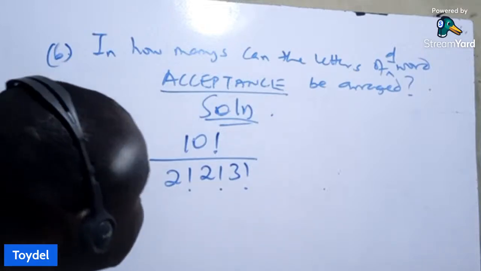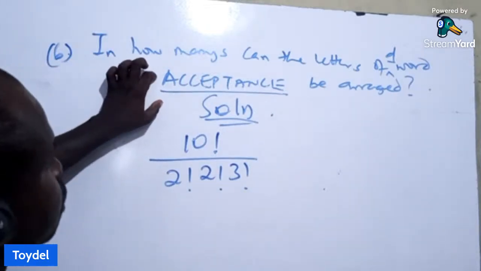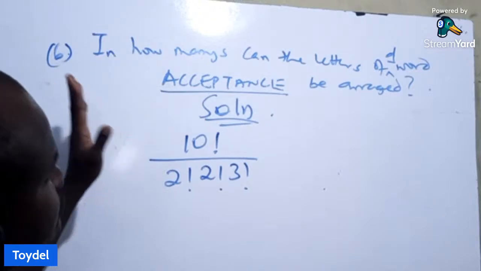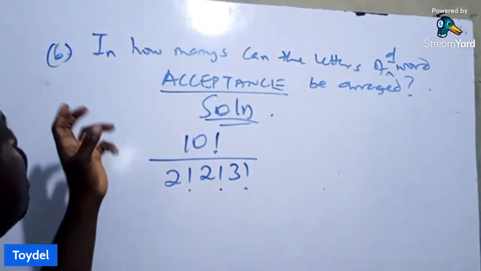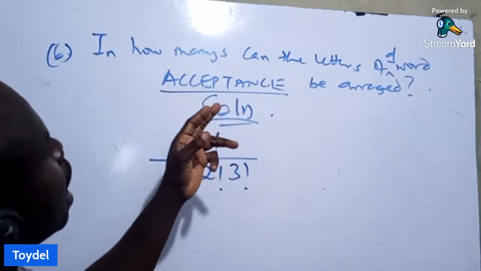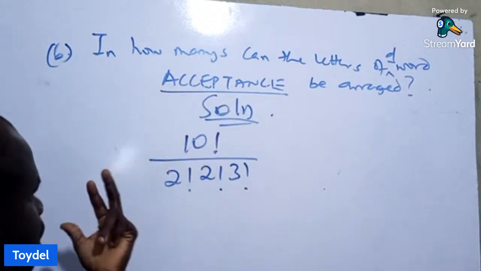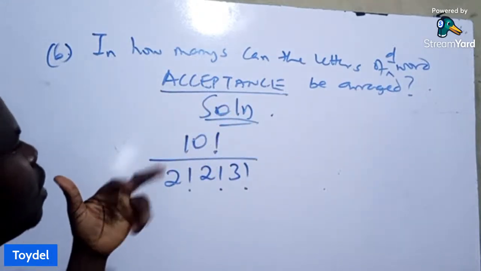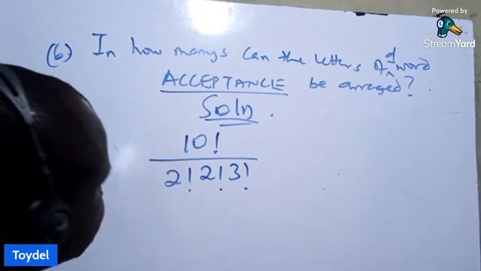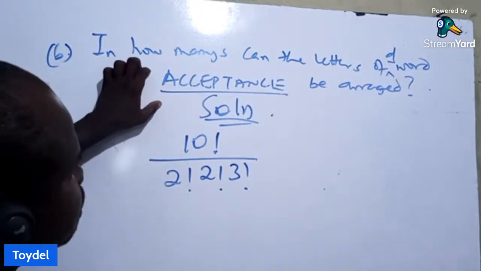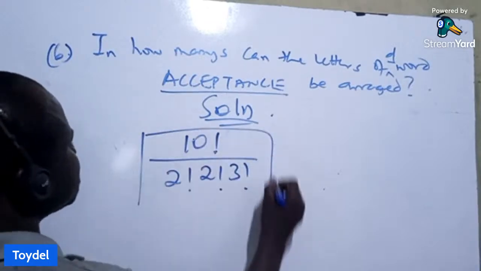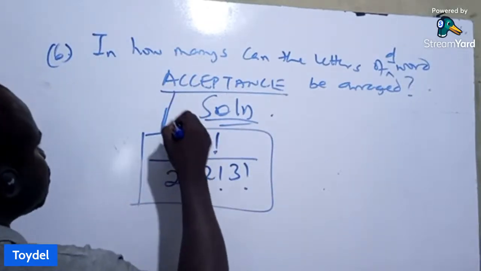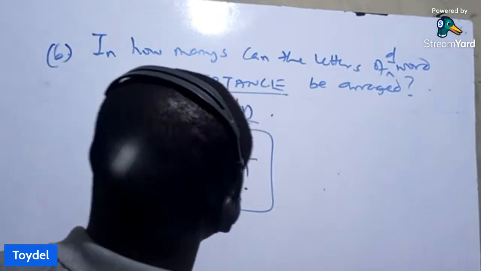Okay, but in this case, we don't have any condition. We don't have any restriction. You know, if it's conditional permutation, then maybe the question might say, in how many ways can we arrange the letters of this word if the 2 C's, or the 2 A's, must be together? But in this case, we don't have any restriction. So just go ahead and find the number of ways. So this is the number of ways that we can arrange the word acceptance.